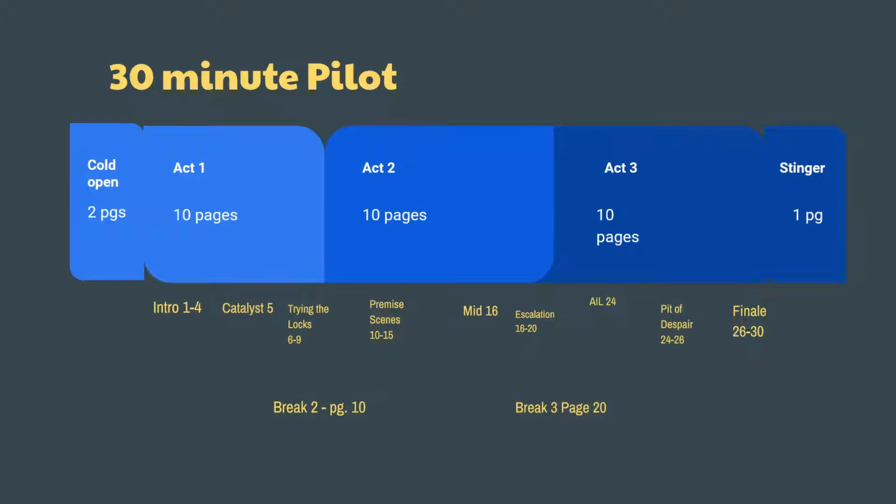Until we break into two, and we usually go to commercial in half-hour shows. So you can imagine these as commercial breaks, if that's helpful for you, and just usually they are in how TV works. Then Act 2 is going to be 10 pages, and as we break into 2, we're going into the premise scenes. So that's exactly what you promised, exactly what the logline described.